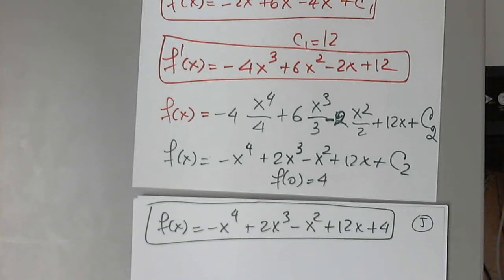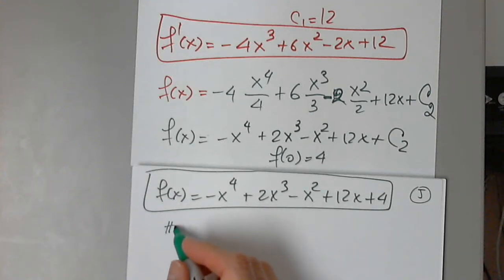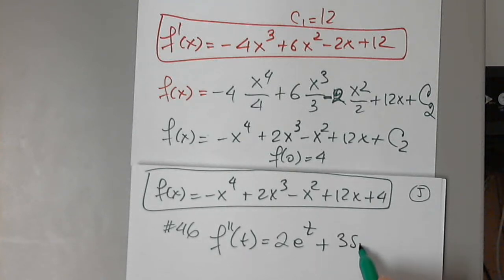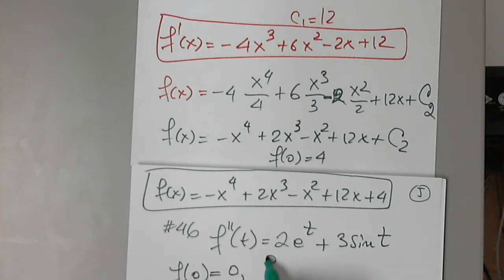Ready for one more before we move on? Any questions? Is this okay? Okay, 46. Slightly different situation. In 46, we have the second derivative of t equals 2e to t plus 3 sine t, and we're told that f of 0 is 0 and f of pi is 0. Any questions on that? Anyone? Any questions, please? Sarah, are you okay?